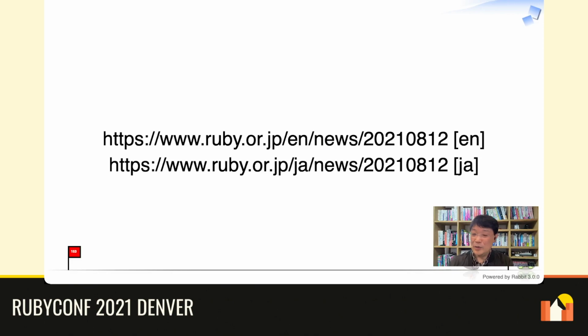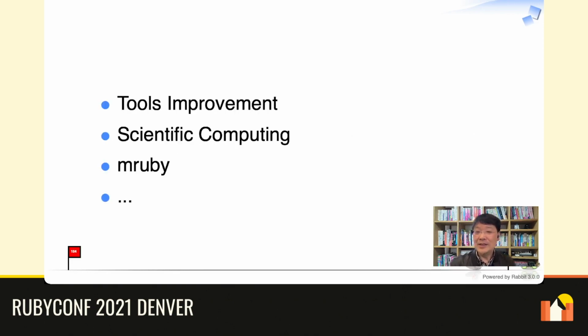Actually, right now we have three grants per year, but we may have more grants if our budget allows. Then we accept tool improvements, work in scientific computing, or mruby improvement, or CRuby improvement, of course. So we accept those proposals for those grants next year.